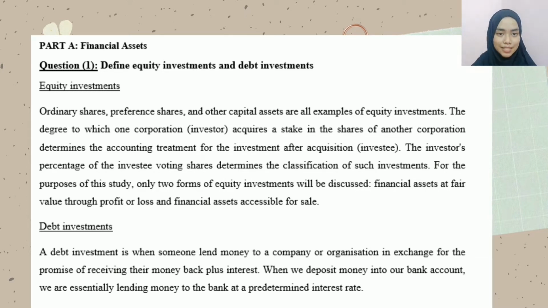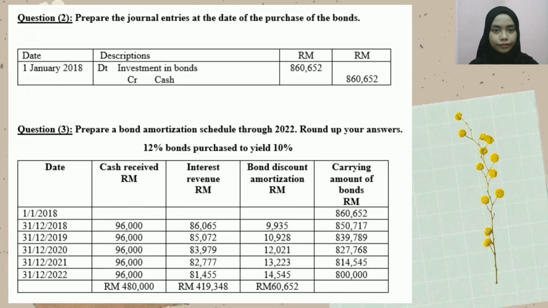For the purpose of this study, only two forms of equity investment will be discussed: financial asset at fair value through profit or loss, and financial asset available for sale. A debt investment is when someone lends money to a company or organization in exchange for the promise of receiving their money back plus interest. When we deposit money into our bank account, we are essentially lending money to the bank at a predetermined interest rate.